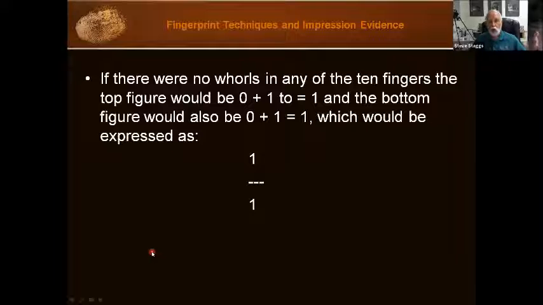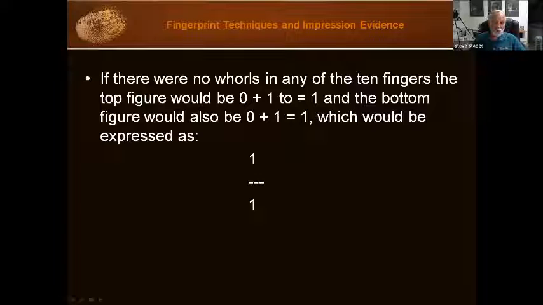Now let's say there's no whorls at all. What do you have then? Well, you have 1 over 1, because you always add 1 to your result. No whorls on the even numbers for the numerator, it's a 1, because you have 0 plus 1. No whorls on the odd numbers, that would be 1, because you have 0 plus 1.